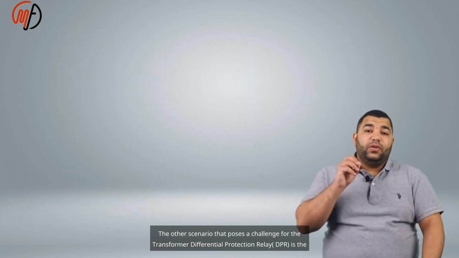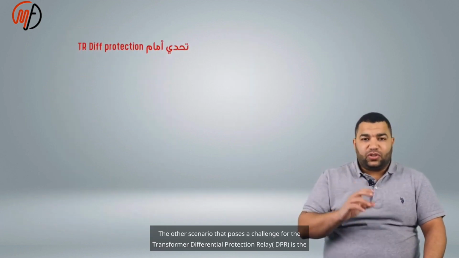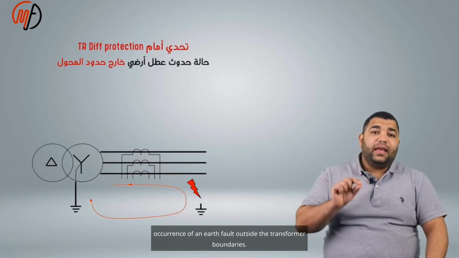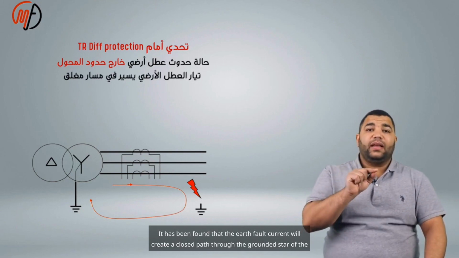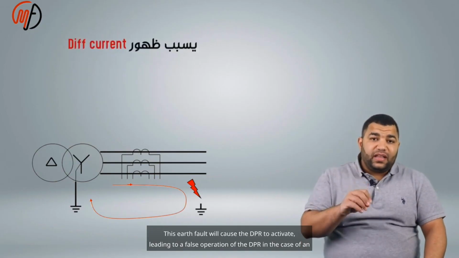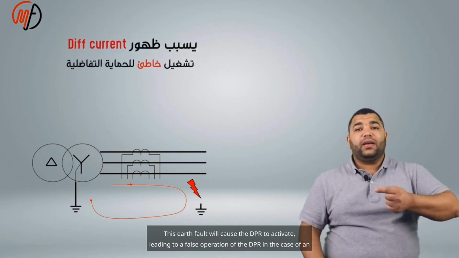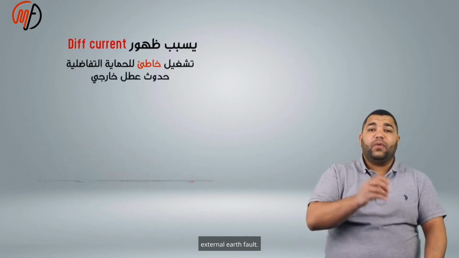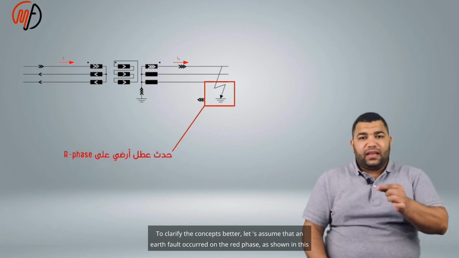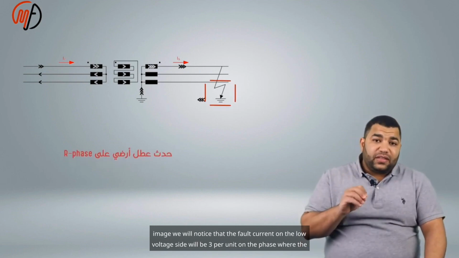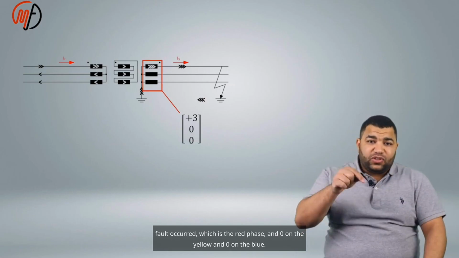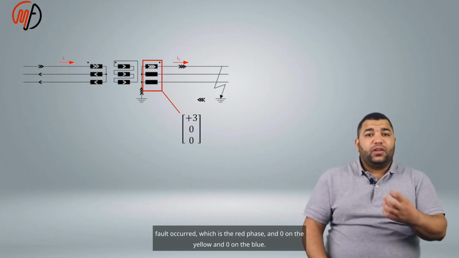The other scenario that poses a challenge for the transformer differential protection relay, DPR, is the occurrence of an earth fault outside the transformer boundaries. It has been found that the earth fault current will create a closed path through the grounded star of the transformer. This earth fault will cause the DPR to activate, leading to a false operation of the DPR in the case of an external earth fault. To clarify the concepts better, let's assume that an earth fault occurred on the red phase, as shown in this image. We will notice that the fault current on the low voltage side will be 3 per unit on the phase where the fault occurred, which is the red phase, and 0 on the yellow and 0 on the blue.